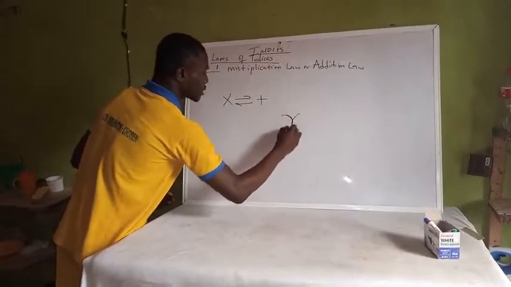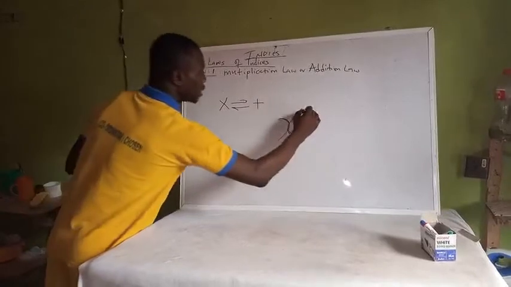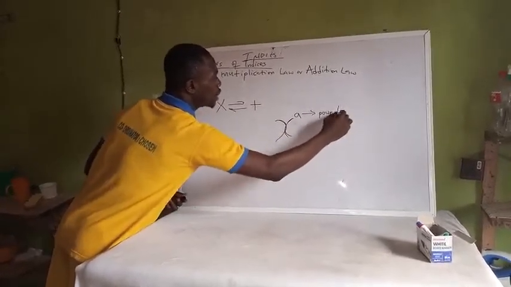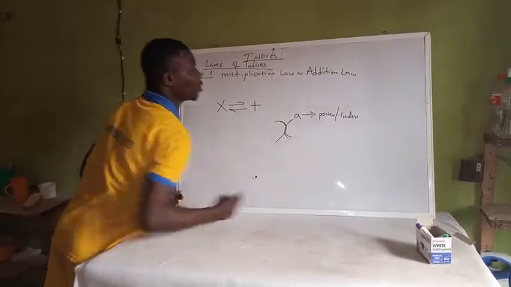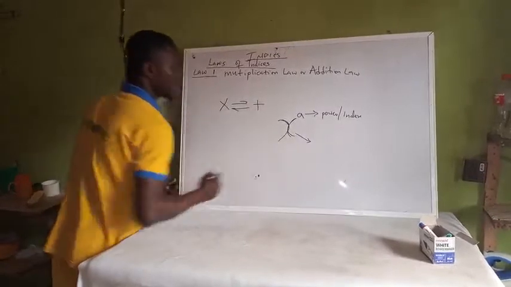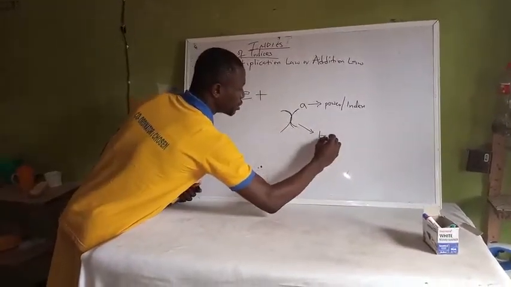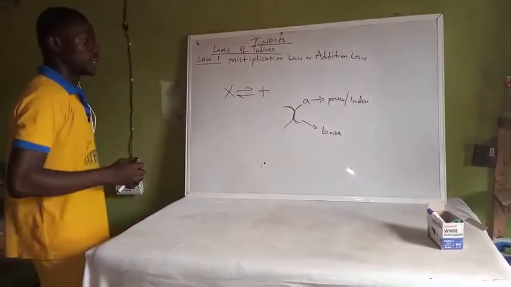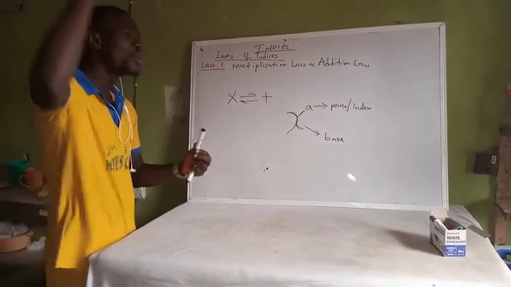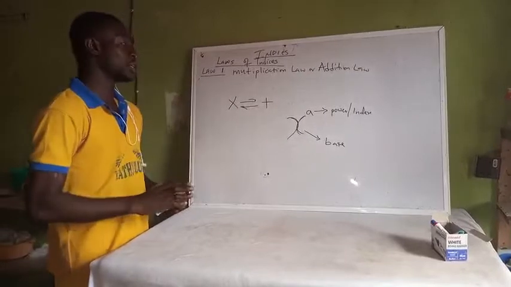This is x raised to power a. This a is what we call the power or the index. And this x here is what we call the base. So the x here is the base, the one carrying the power. Am I communicating now? It is the one carrying the power.